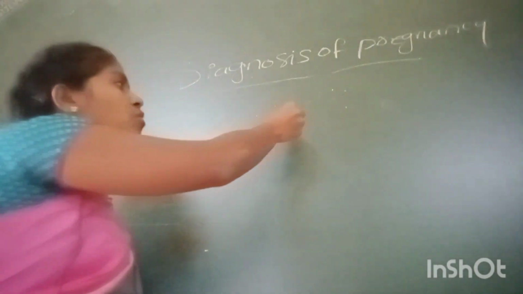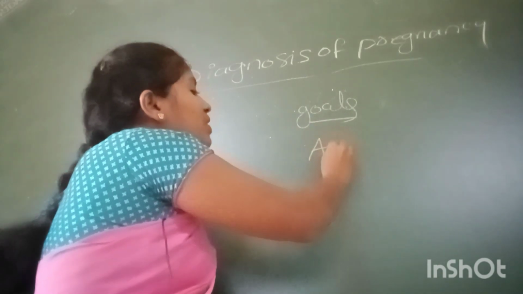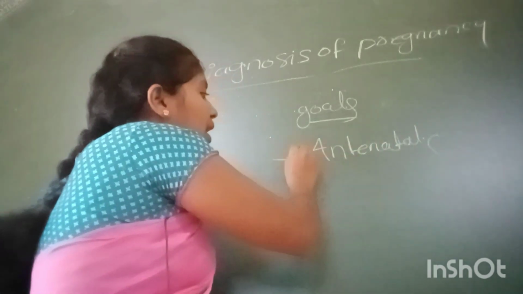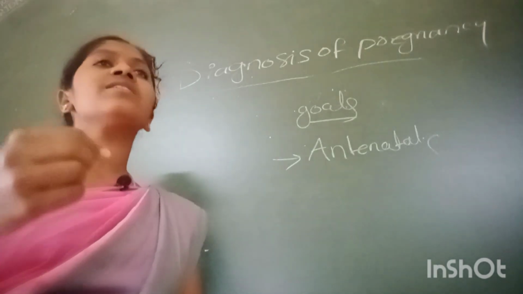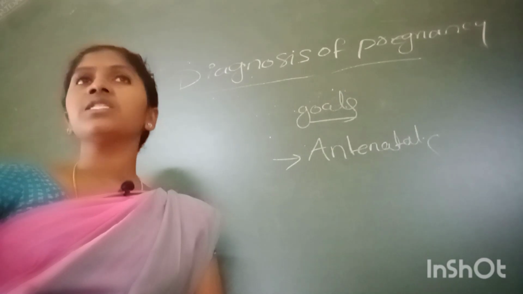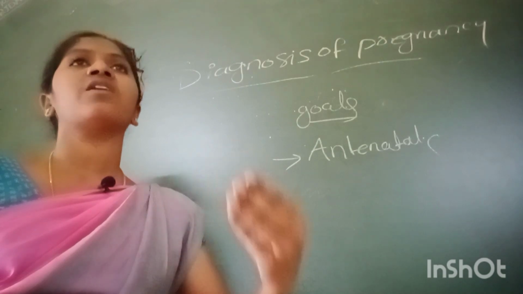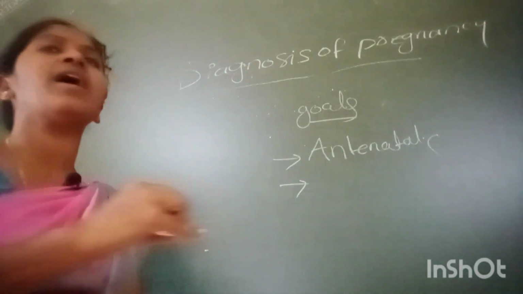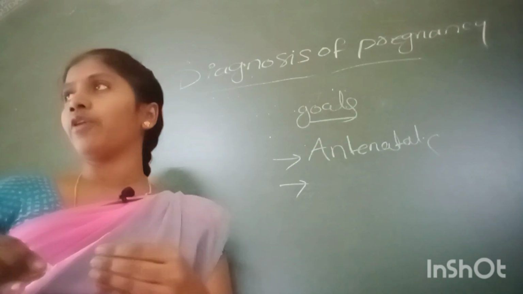The first and foremost goals, three goals are there. Why? To start with the antenatal care. If we don't start antenatal care, there is a chance of getting neural tube defects or some congenital disorders. So if we start antenatal care, there is less chance of getting congenital disorders. Not only congenital disorders, by starting the antenatal care, many complications or risk factors we can avoid, right?